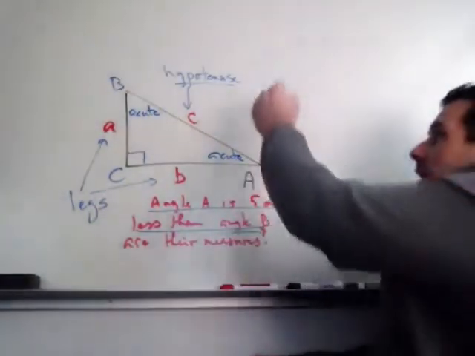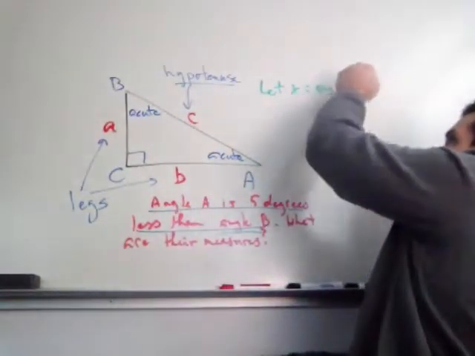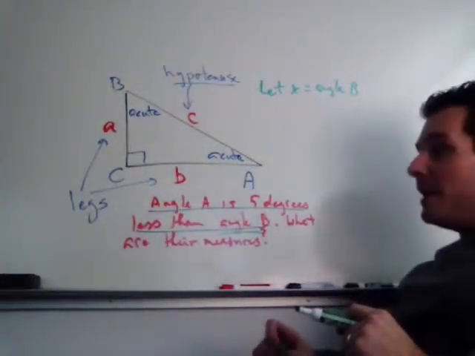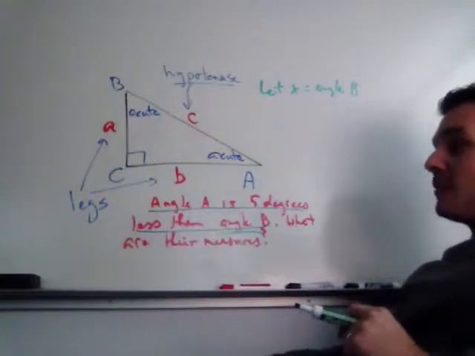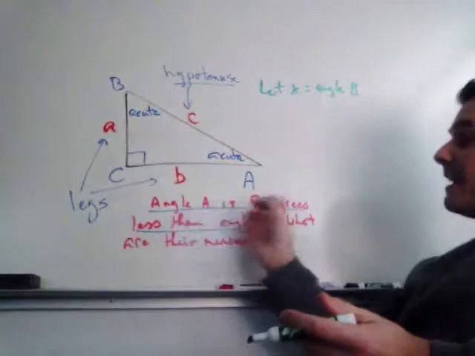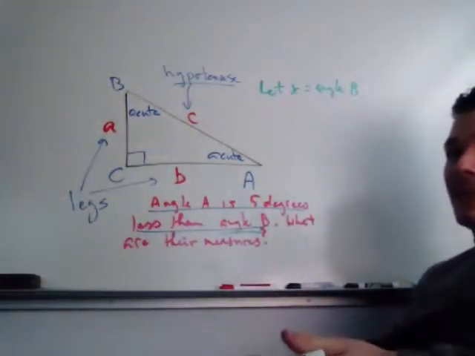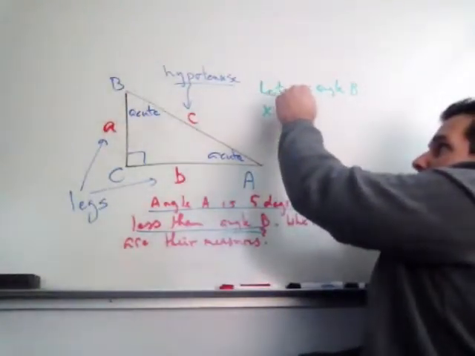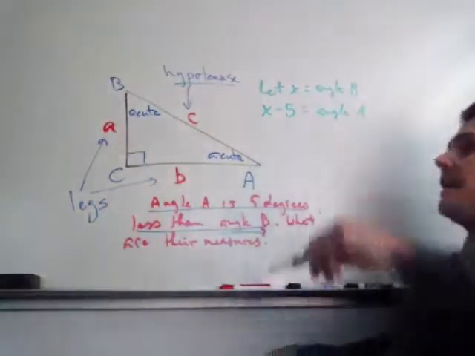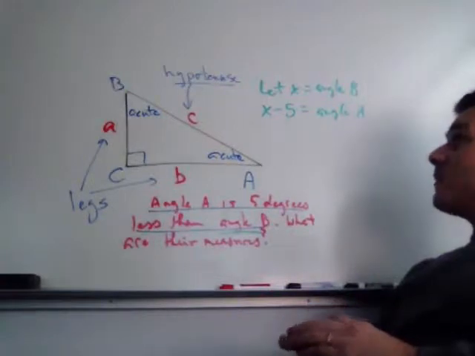So you'd say, all right, so let x equal angle B, right? So if x is angle B, what is angle A? It's 5 degrees less than that. So if angle B is x, and angle A is 5 degrees less than x, what is that, right? 5 degrees less than x would mean x minus 5. So x minus 5 is going to be the measure of angle A, okay? So you have x is the measure of angle B, x minus 5 is the measure of angle A.